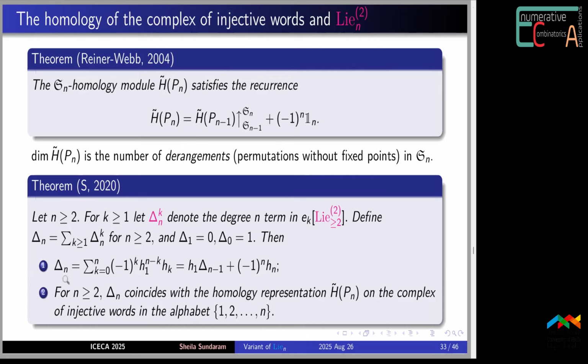Then here's what you can show. You can show that delta_n has this explicit Frobenius characteristic expansion in terms of the h's, and it satisfies this recurrence. And of course, if you compare with what's on top, you realize that delta_n is actually the Frobenius characteristic of the top homology of the complex of injective words. Okay, so I really don't know why this is happening, except that it is happening.